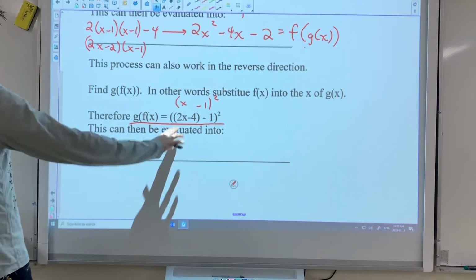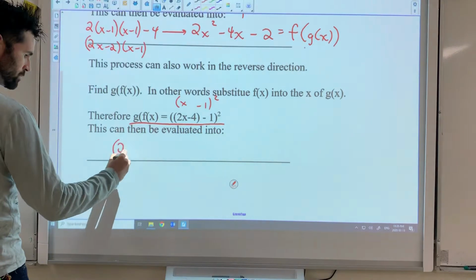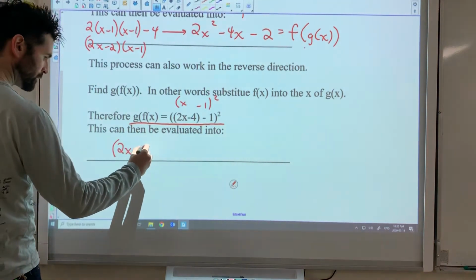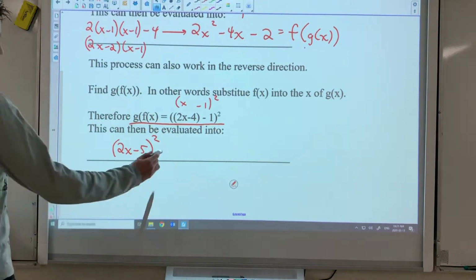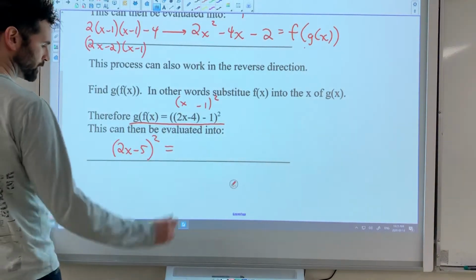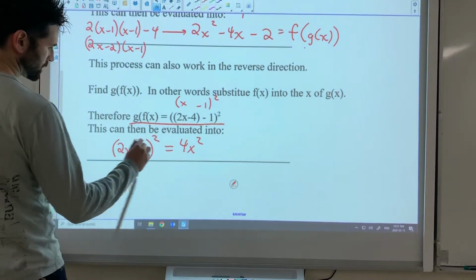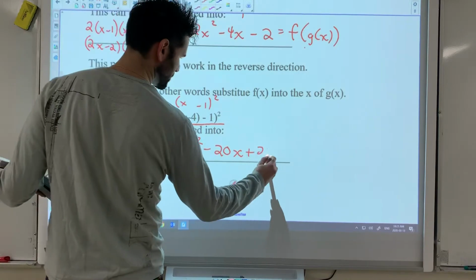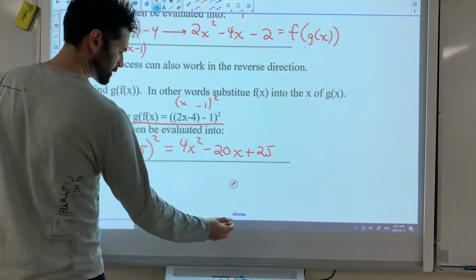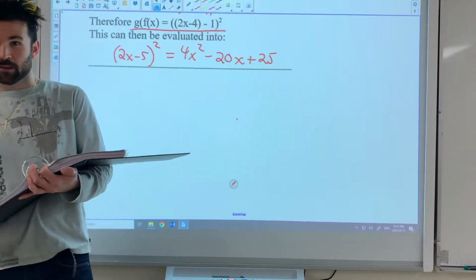And then you could evaluate that. So what would we get? We get 2x, negative 4, subtract 1. So we get 2x minus 5 squared. And you can FOIL that out, and you would get, let's see, 4x squared, and then you would get a negative 20x plus 25. Good?